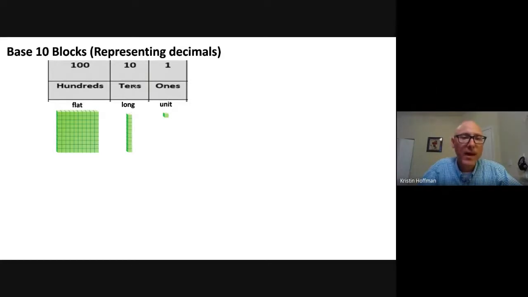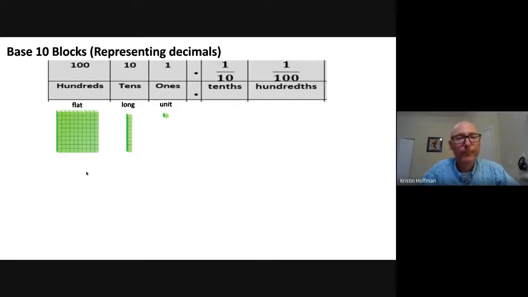So unit is ones, long is tens, 1, 2, 3, 4, 5, 6, 7, 8, 9, 10, and there are 100 little cubes here. Just for a quick review, how many longs fit in a flat? So in other words, let's take a look here. Ready? 1, 2, 3, 4, 5, 6, 7, 8, 9, 10. There are 10 tens, which makes sense. 10 times 10 is 100.